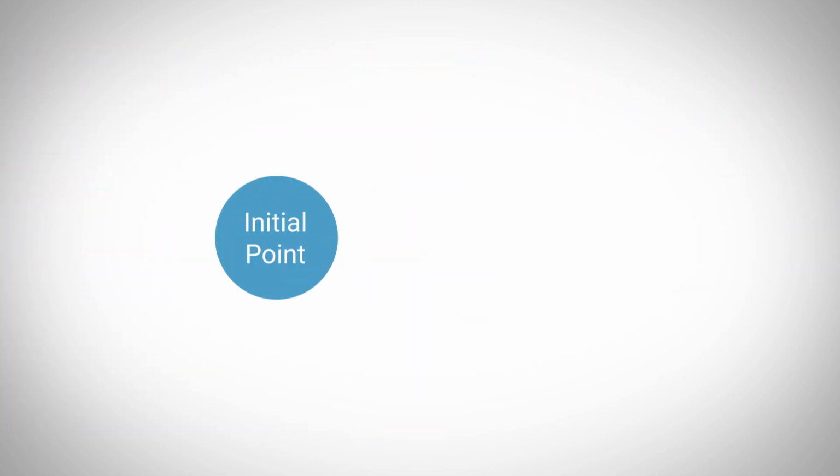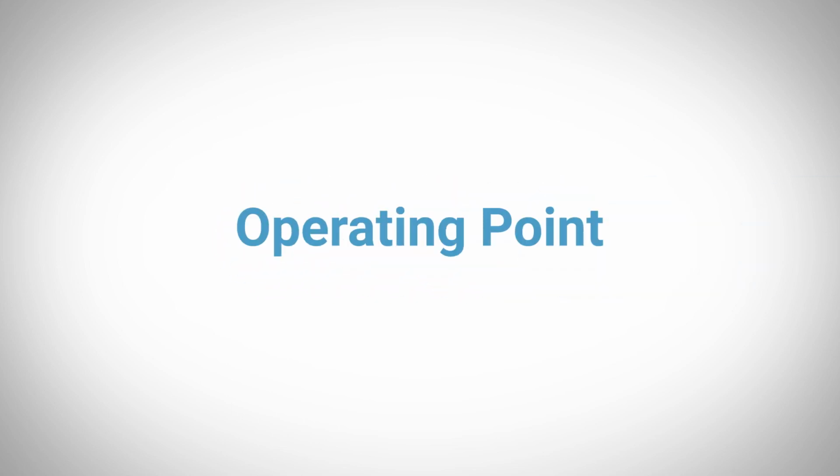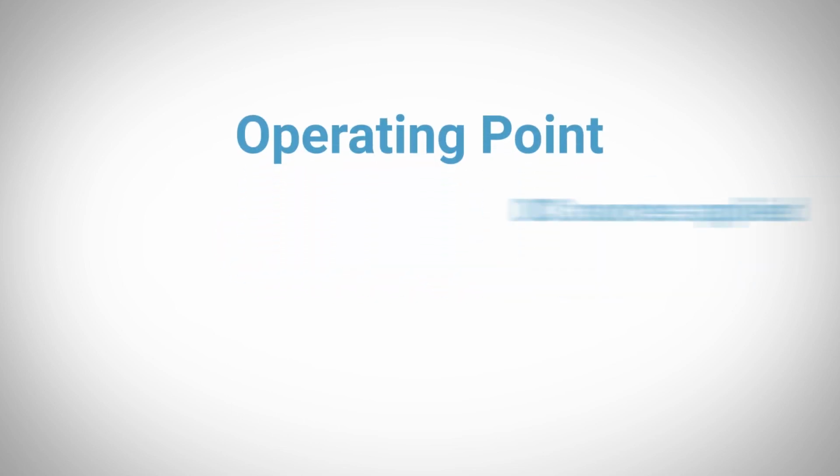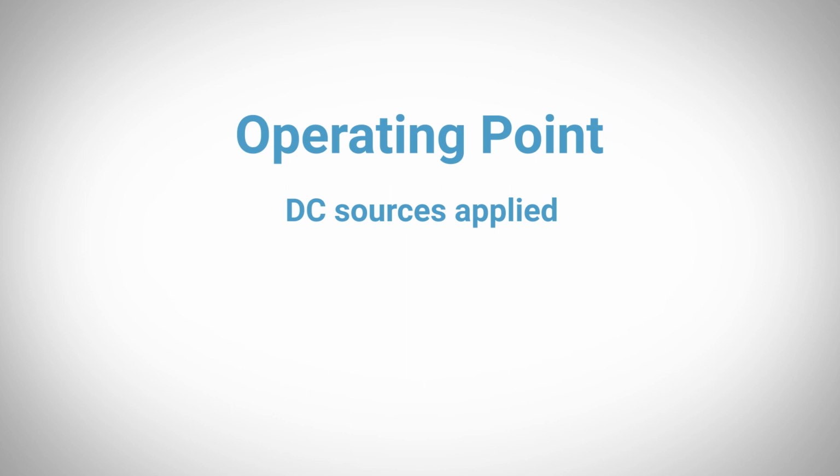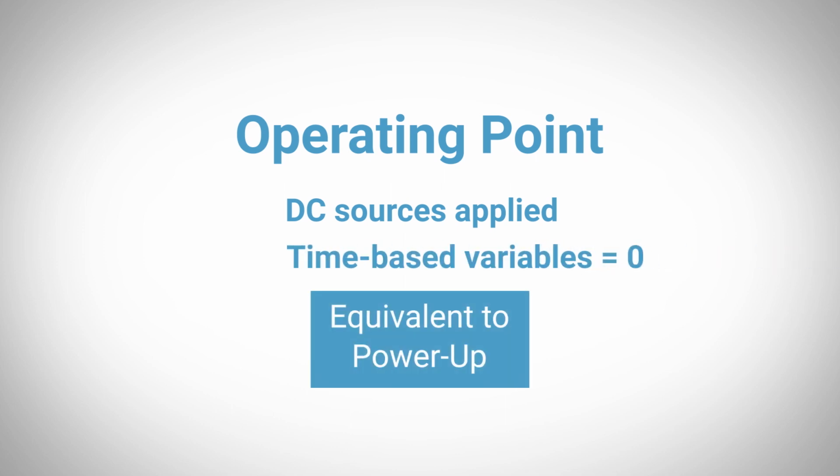There is a special type of initial point called an operating point. It is a system state where DC power sources are applied, but all time-varying variables are set to zero. It's equivalent to powering up the circuit and letting startup transients completely settle before applying any time or frequency-dependent stimulus.